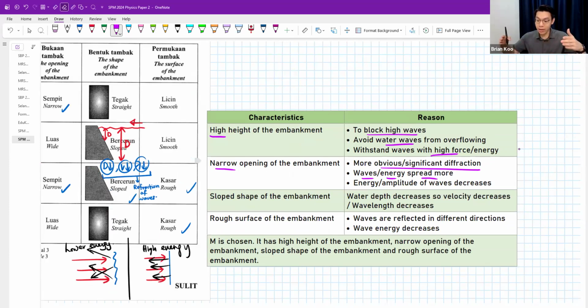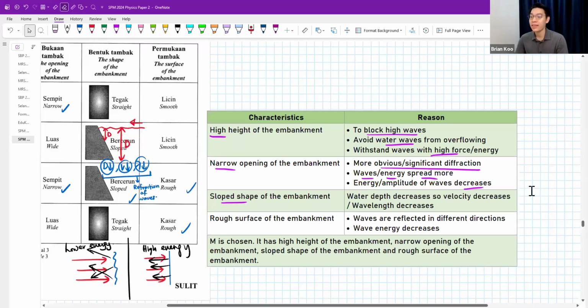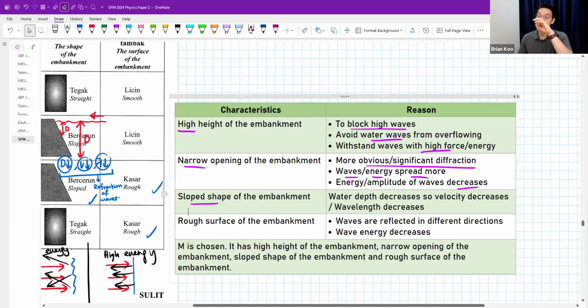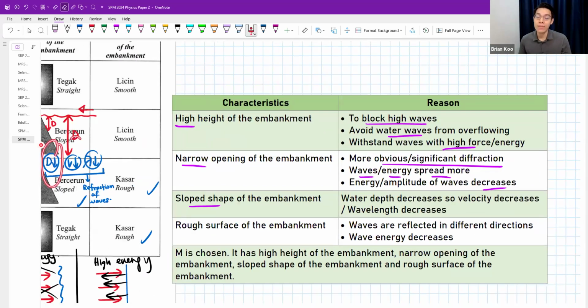Then when the wave goes in and spreads like that, what does it mean? The energy will spread out, the amplitude will also decrease, energy decreases. So a lot of things to say. And then slope shape of the embankment. This is what we mentioned just now. If I slope it, I reduce the depth, I reduce the speed, I reduce the wavelength. Water depth decreases. So speed, velocity can, speed also can. Decrease. Wavelength also decrease.